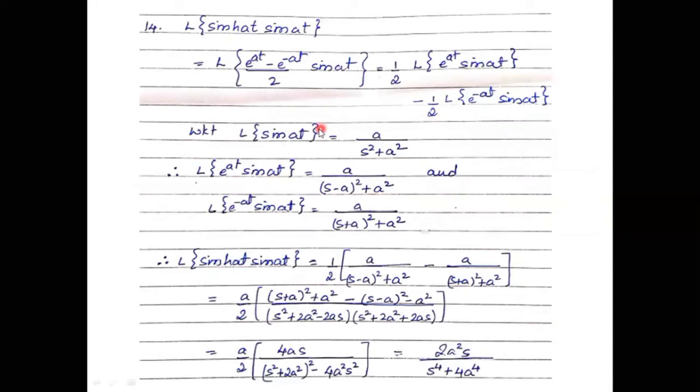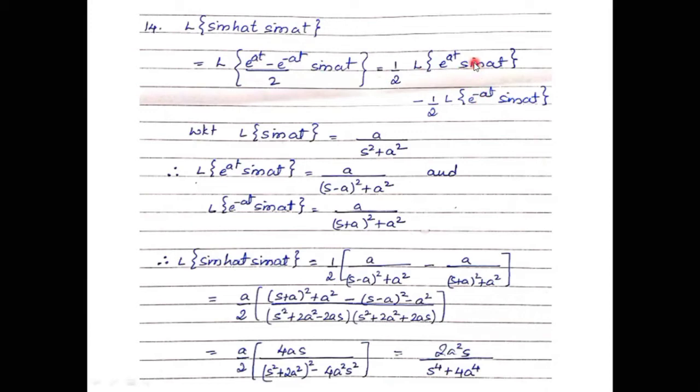Yeah, we'll move on to the next problem, that is L of sine hyperbolic at sine at. Laplace transform of sine hyperbolic at into sine at. I can write the sine hyperbolic at in terms of exponentials. This is the exponential form of sine hyperbolic at: (e power at minus e power minus at) divided by 2, into sine at. And I have just split this using the linearity property here like this.